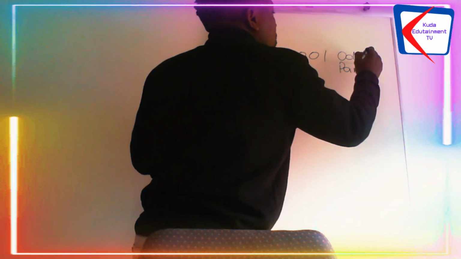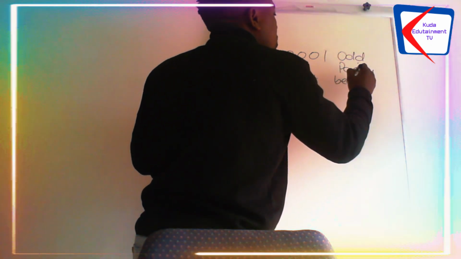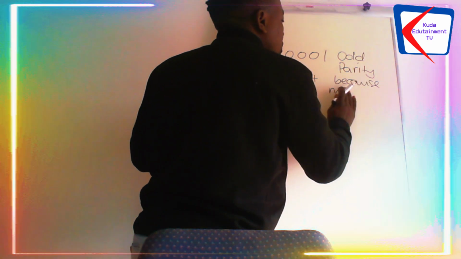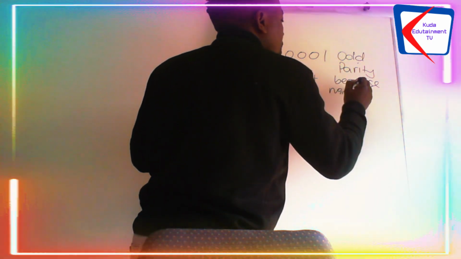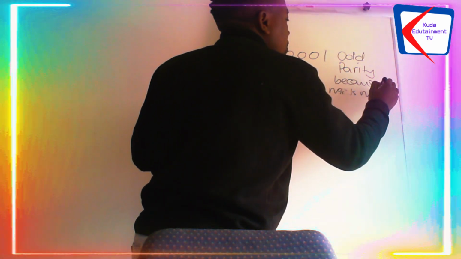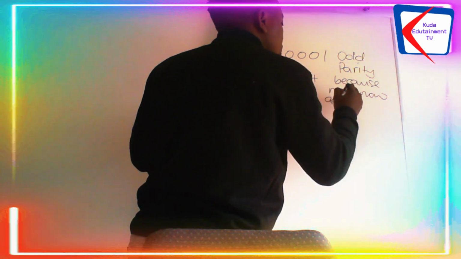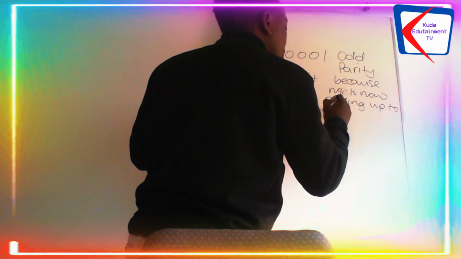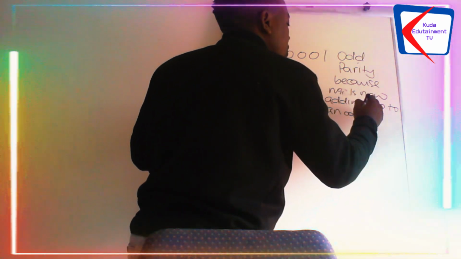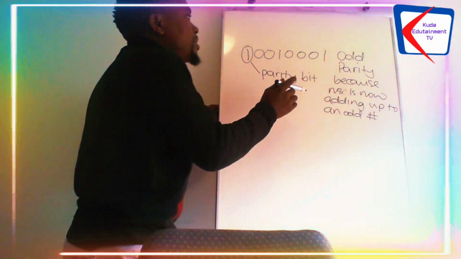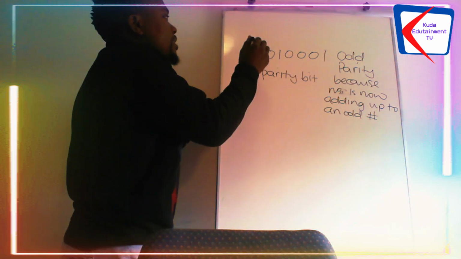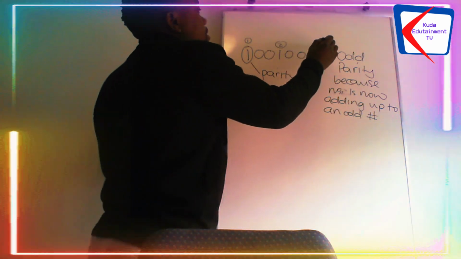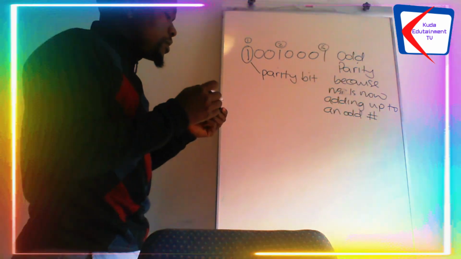Odd parity because the number of ones are now adding up to an odd number, right? So this is odd parity. Our number of ones are now adding up to an odd number, which is 1, 2, and 3. So this is how odd parity works.